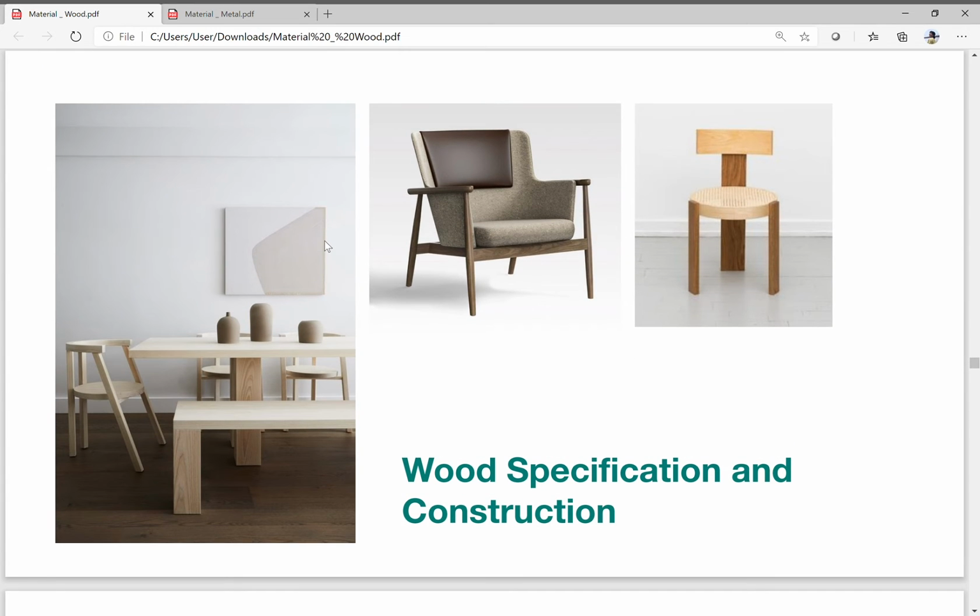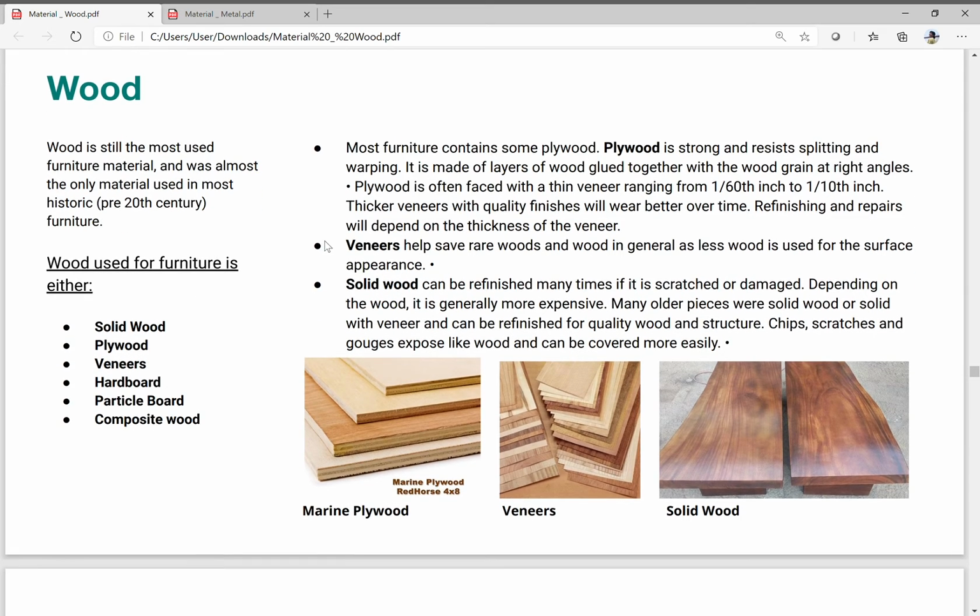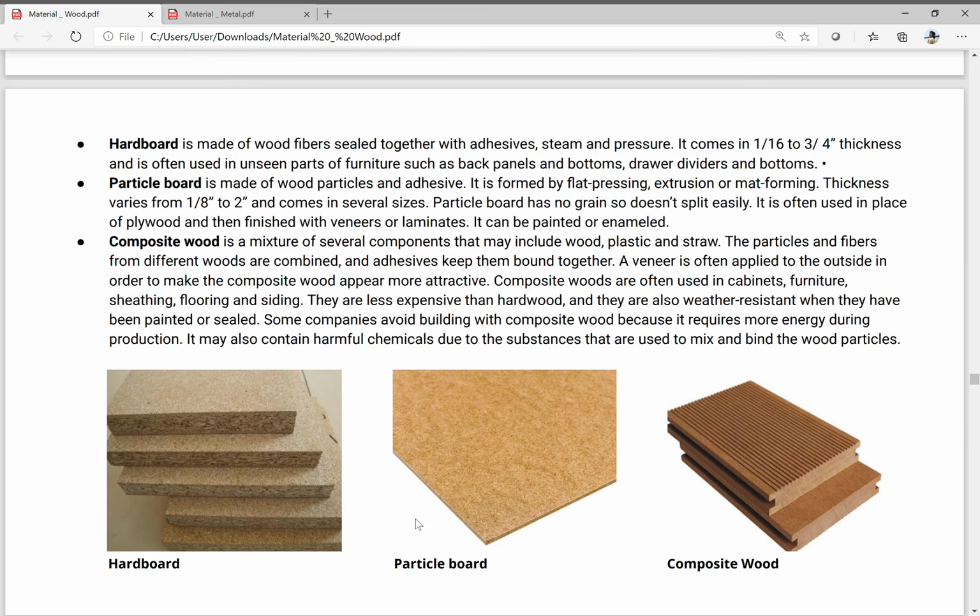So, wood specification and construction. Wood is still the most used furniture material, and it has been the most used material since pre-20th century. Like I mentioned, you have different applications of wood, at different stages depending on the application. So you have your marine plywood, your veneers, and then your solid wood. You also have your hardboard, your particle board, and your composite board.